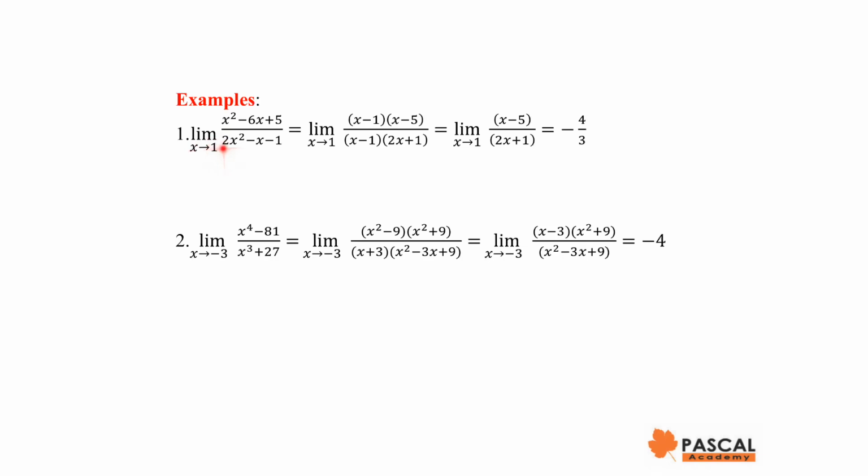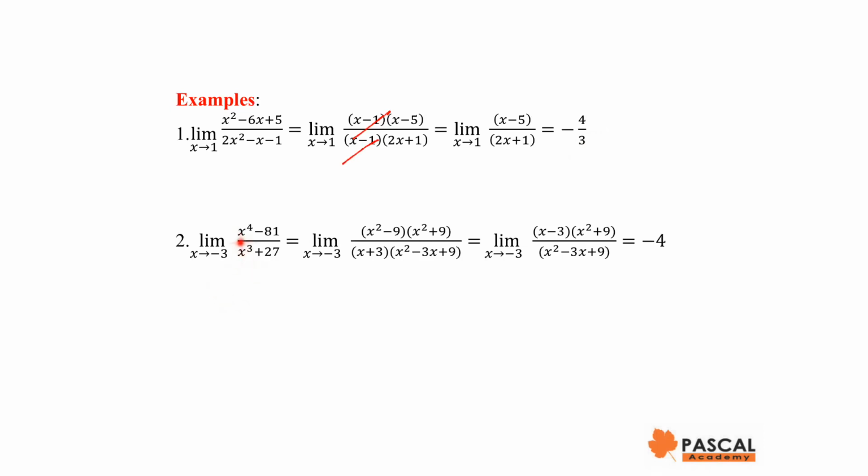We know x minus 1 is the common factor between the numerator and the denominator. We factor the numerator. The numerator x² minus 6x plus 5 is x minus 1 times x minus 5. The denominator is x minus 1 times 2x plus 1. And if we reduce the fraction, the limit would be the same as the limit of x minus 5 divided by 2x plus 1 as x approaches 1, which is negative 4 over 3.